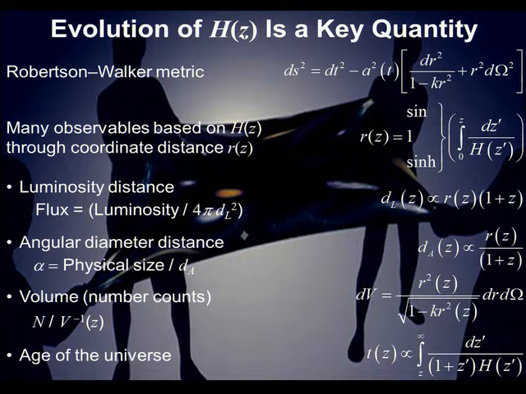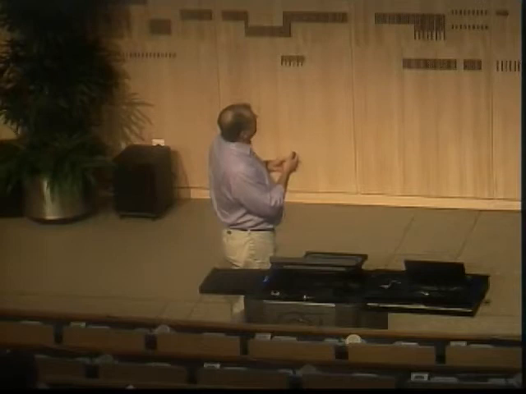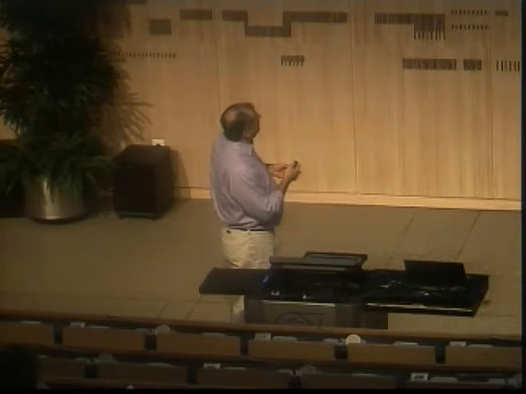I will have use of the angular distance as a function of redshift. The angular distance, again, is defined in sort of the same way as the luminosity distance. If I observe a source of some physical size, then the angular diameter is the physical size divided by the angular diameter distance. The luminosity distance depends upon r of z, which in turn depends upon the evolution of h of z. The angular diameter depends upon r of z, which in turn depends upon the evolution of h of z.